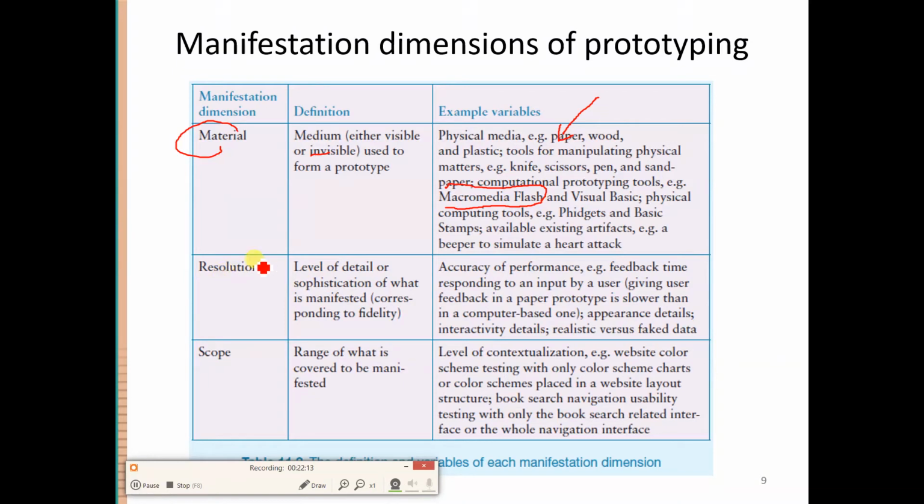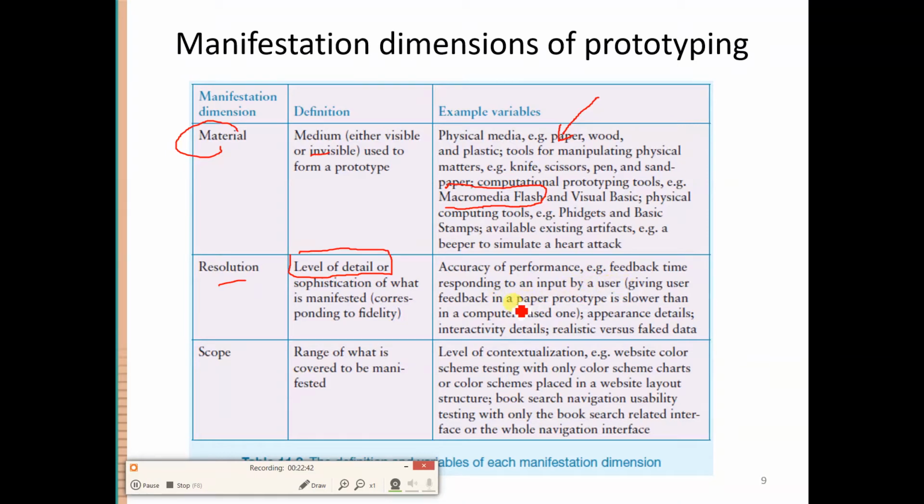And now the next manifesting dimension of the prototype is the resolution: the level of detail or the sophistication of what is manifested, corresponding to the fidelity. So how much detail are we providing? For example, in a thumbnail image we are providing less detail, and the number of pixels is very small, but in the final image the size can be very big, or the resolution can be very high. Basically this is the accuracy of performance, that is, the feedback time in responding to input by the user.